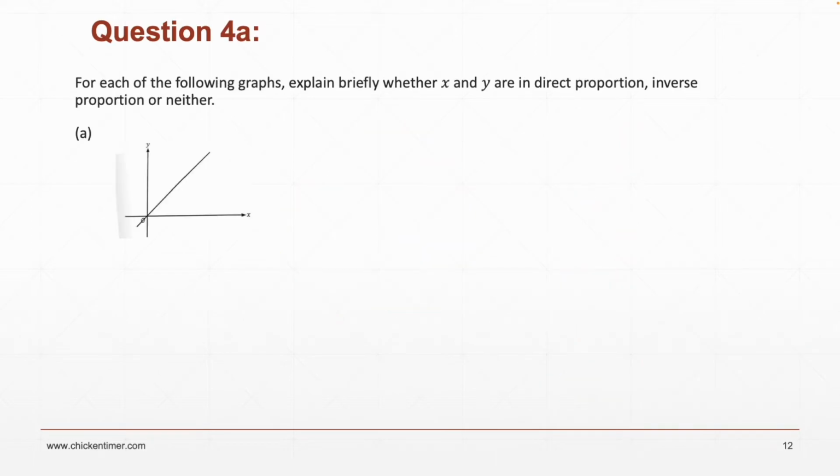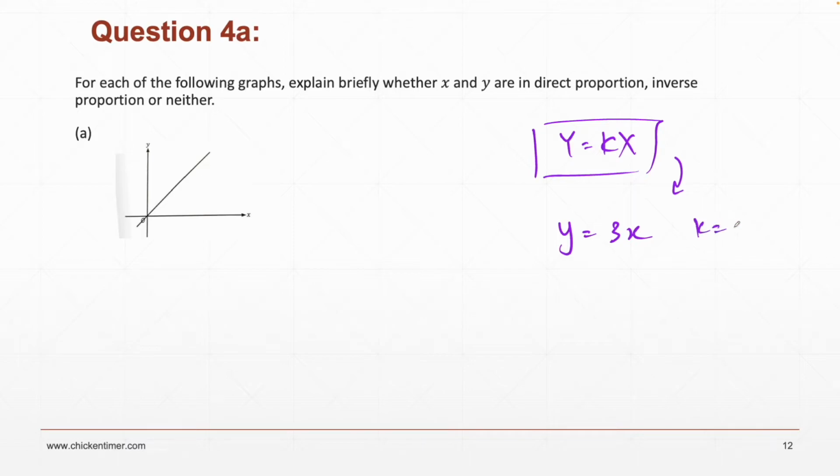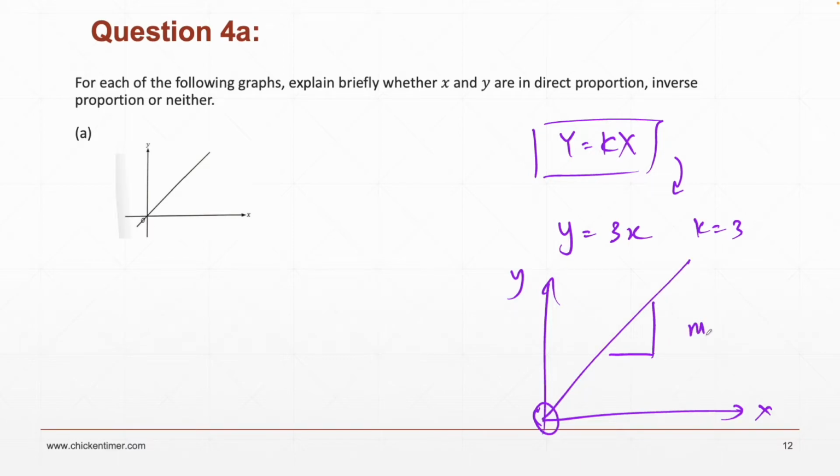In this case, the question is about whether the graph shape shows you that the two variables in the graph are directly proportional to each other or not. So back to a direct proportion equation, you have this. You can think of this equation as y equals 3x, where k would be 3. To draw a graph like this, you draw y against x, and you get a straight line that cuts through the origin with a gradient of 3.